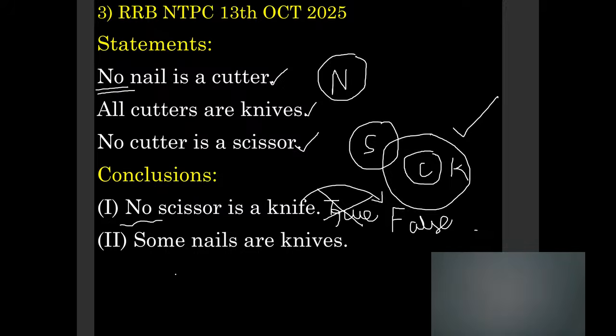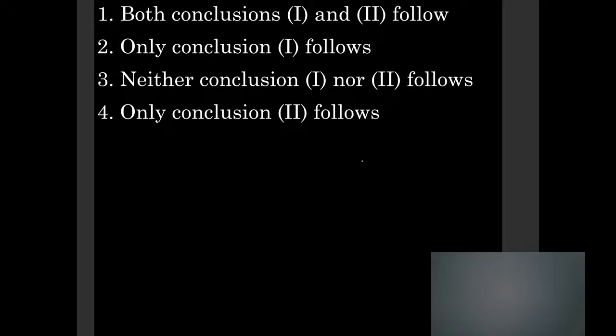Next, the second one. Some nails are knives. Some nails are knives means, again, some means it should intersect. Nails and knives should intersect. But if you observe, nails and knives are not intersecting. So as those both are not intersecting, you should take it as false. Because some means it should intersect. Now here, not intersecting, so it is false. When it is false once, you can directly take it as false. So the answer for this one is, again, both 1 and 2 do not follow. Neither 1 nor 2 is the answer. Option 3 is the correct answer.